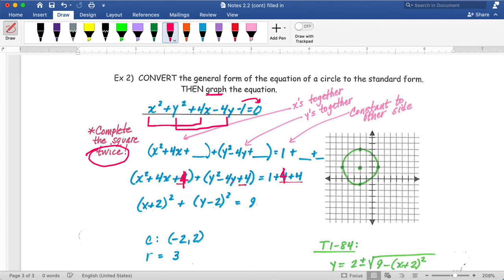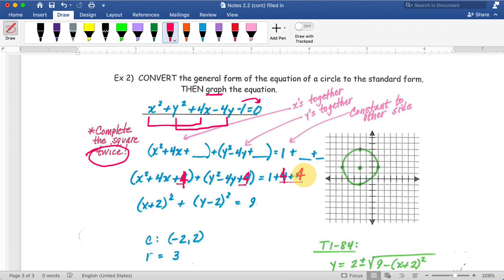All right, same thing here. Half of negative 4 is negative 2. Negative 2 squared is 4. Add that 4, not just there, but here as well. They're not always going to be 4s, okay? It just depends on what this is. So here's my plus 4 plus 4. I have to add the 2 4s to the other side.